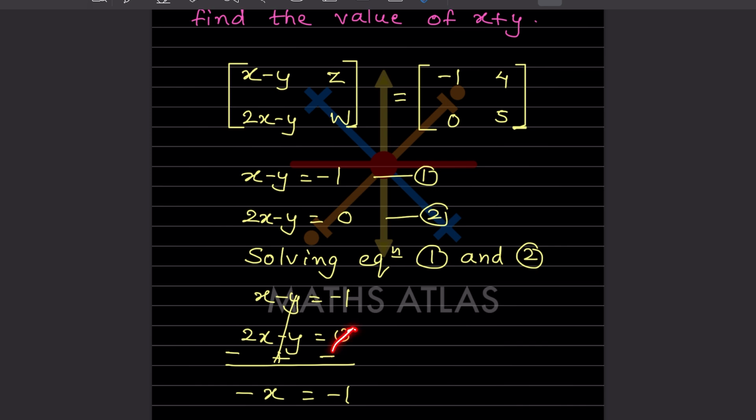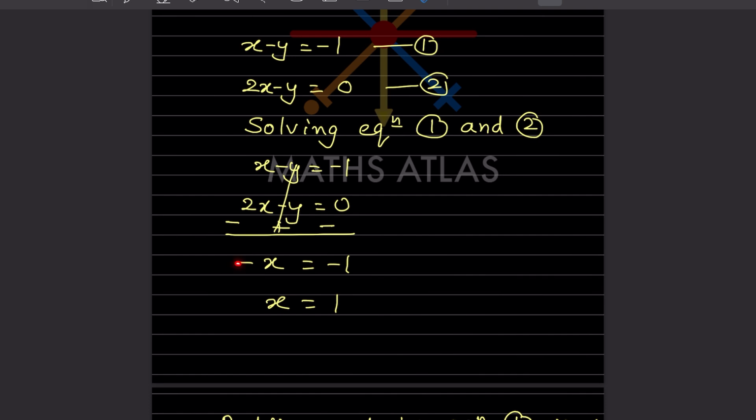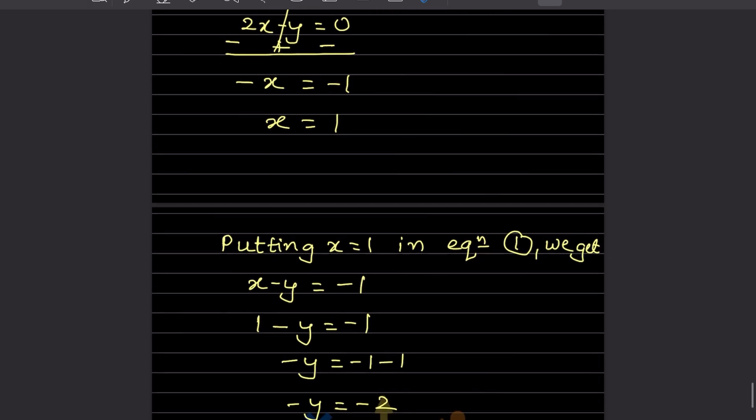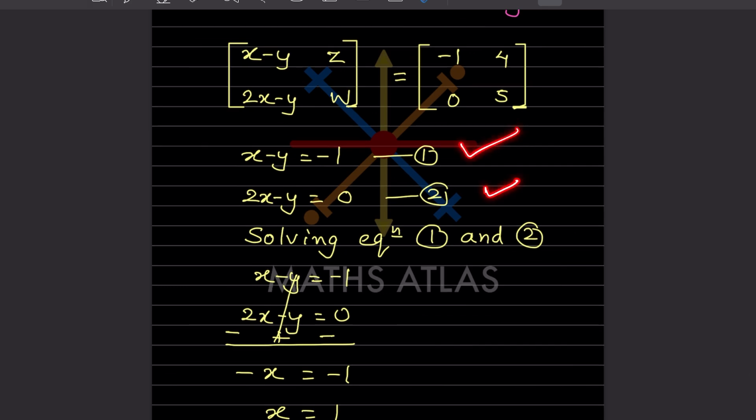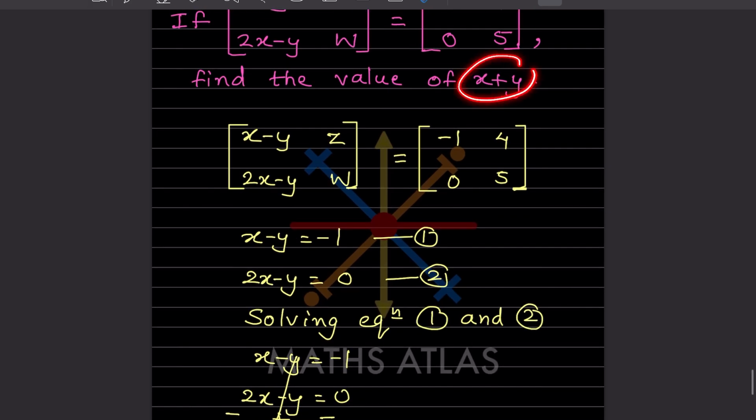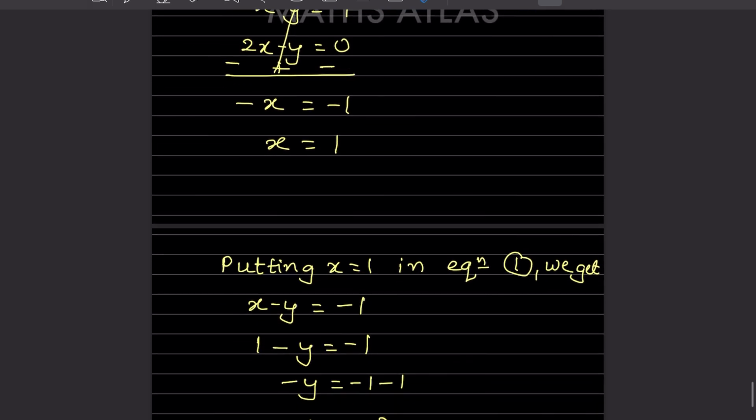So now 0 has nothing to do. Here the same thing over here. Now x is, because both places are negative, that is going to be positive. So the value of x is 1. So now we are going to put that x as 1 in any of the equations. I put it in the equation because we want the value of x plus y. Any equation you put, you'll get the same value. So I put in equation number 1.